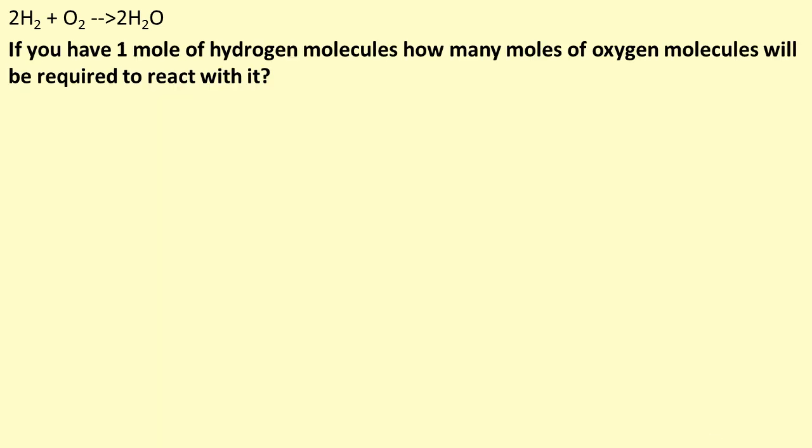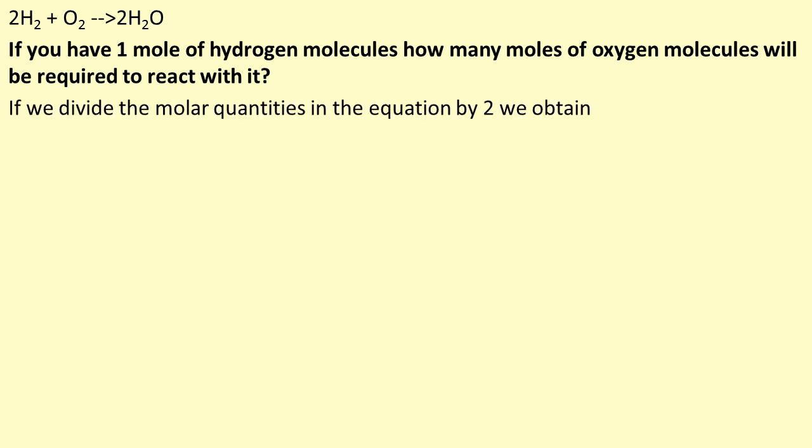If you have 1 mole of hydrogen molecules, how many moles of oxygen molecules will be required to react with it? Pause the tutorial and try the question for yourself. We could adjust our symbol equation so that it represents what would happen with 1 mole of hydrogen molecules. To do this, we could divide the molar quantities in the equation by 2 and obtain the following. So, 0.5 moles of oxygen molecules are required to react with 1 mole of hydrogen molecules.